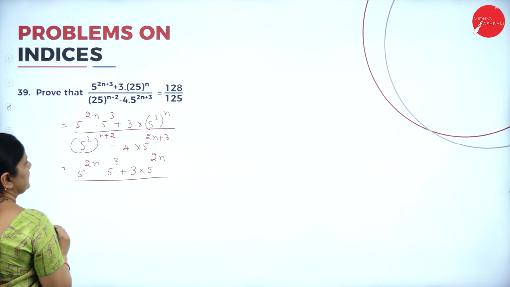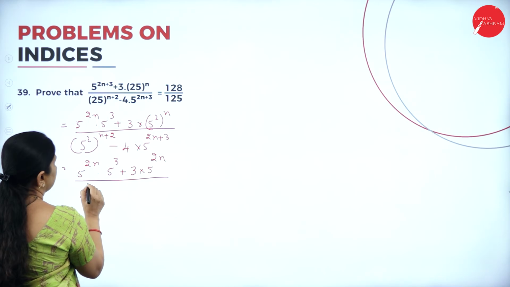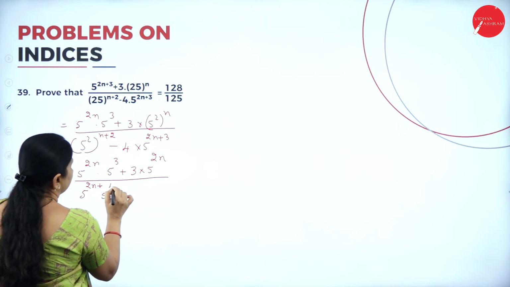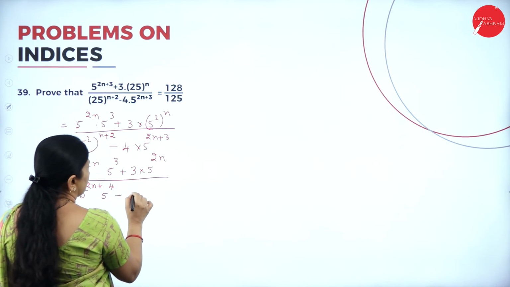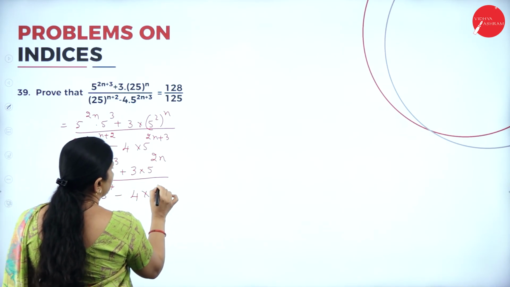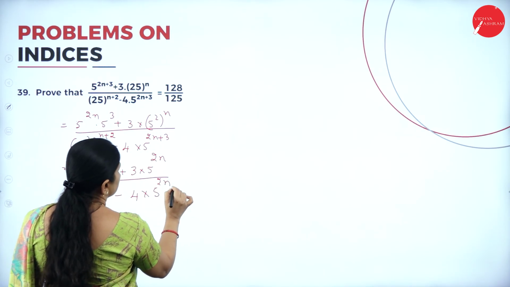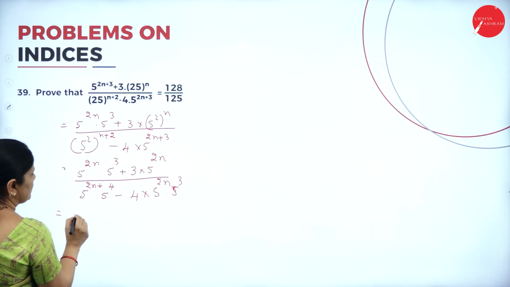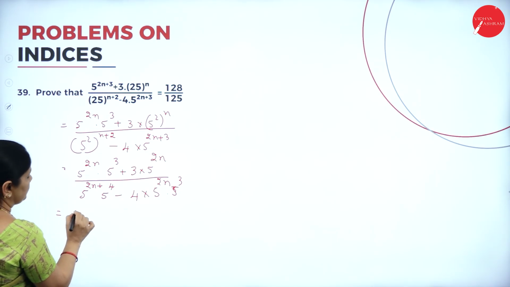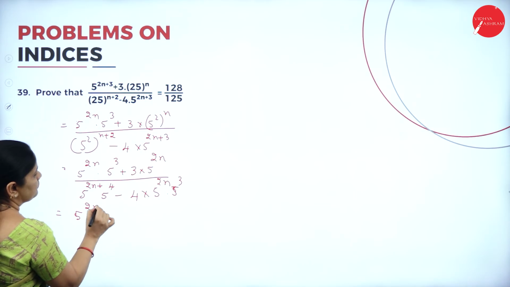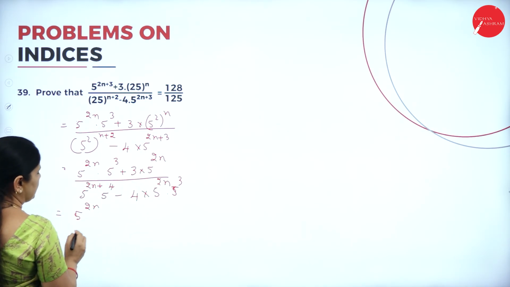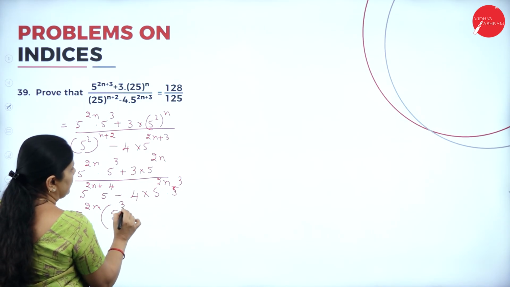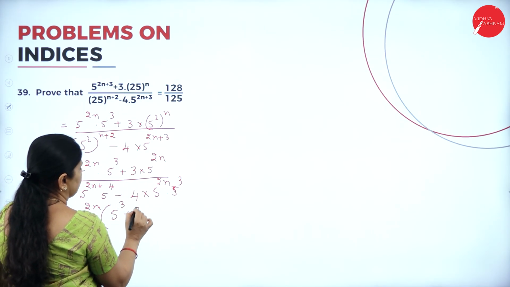Now this I can rewrite as 5 to the power of 2n plus 5 to the power of 4 minus 4 into 5 to the power of 2n into 5 to the power 3. Now I will rewrite this. So 5 to the power of 2n is common. So I am putting it outside the bracket. So within the bracket, I will have 5 cube plus 3.